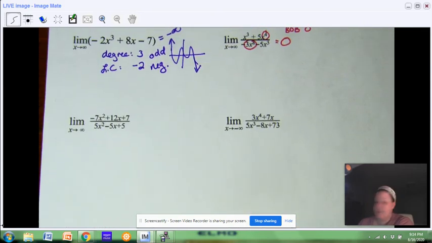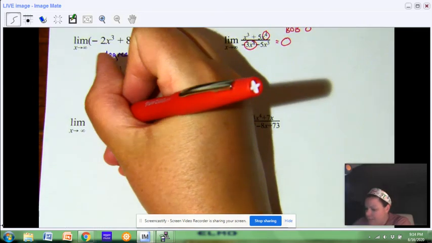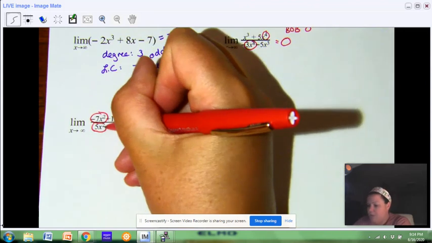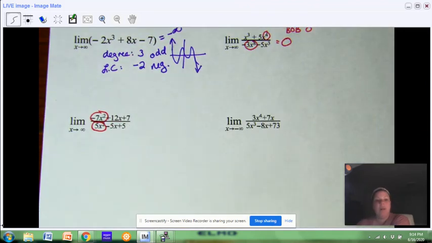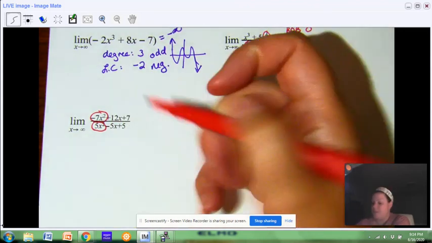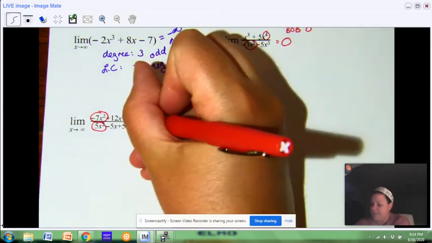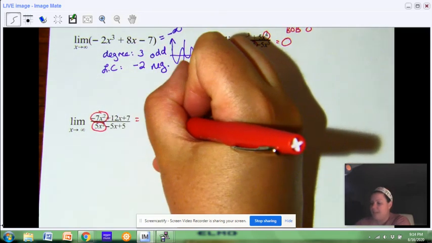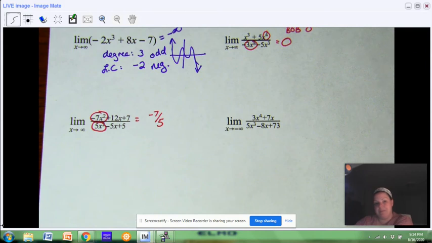For our next one here, we're going to find out that we have a degree of 2 on the top, also a degree of 2 on the bottom. So all I'm going to do is divide those coefficients. -7 over 5, so we're going to have -7/5. That's going to be our limit value.